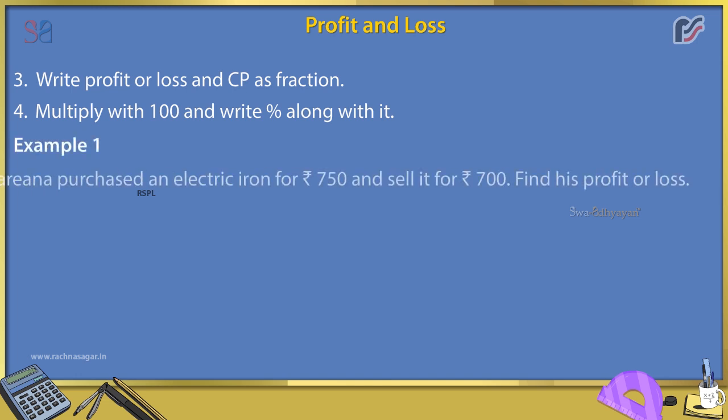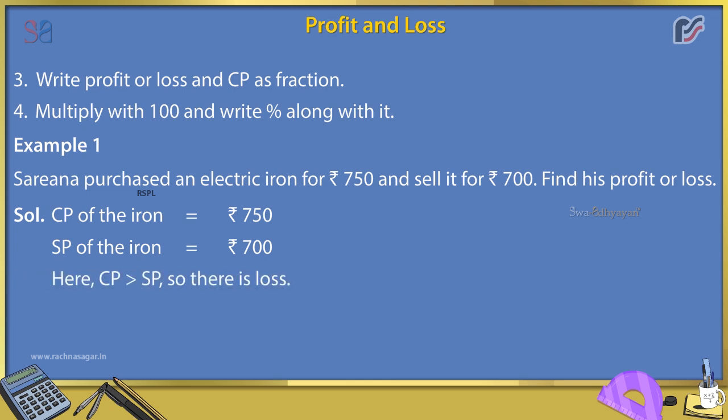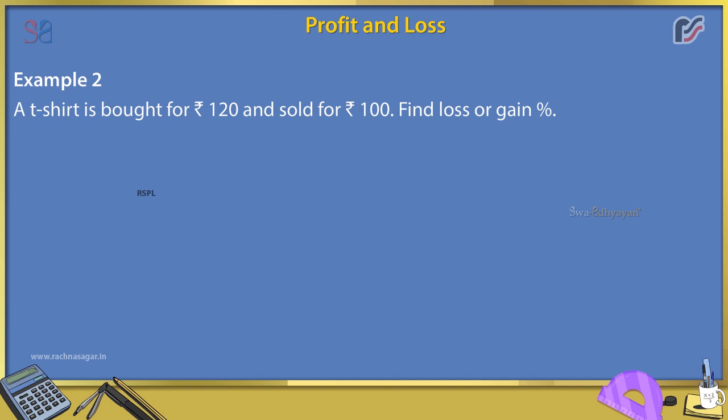Example 1. Saryana purchased an electric iron for ₹750 and sold it for ₹700. Find his profit or loss. Solution. CP of the iron is equal to ₹750. SP of the iron is equal to ₹700. Here CP is greater than SP, so there is loss. Loss is equal to CP minus SP, which is equal to ₹750 minus ₹700, which is equal to ₹50.